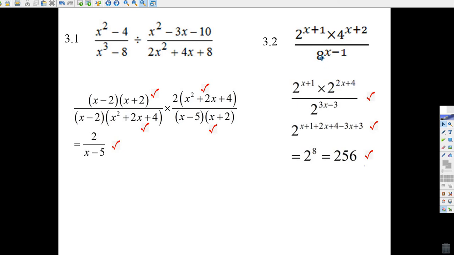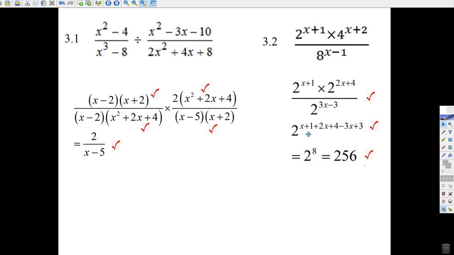If you knew 8 was 2 cubed, 2 to the 3rd power, you multiplied both of those by 3, because 2 cubed is being put to the x minus 1 power. Well, there it is, all powers of 2. And now because we have everything with the same base, we just add the exponents on top because we're multiplying, and subtract the exponents on the bottom.